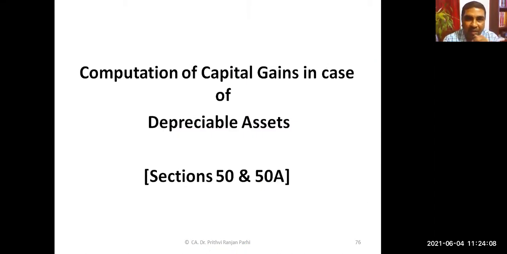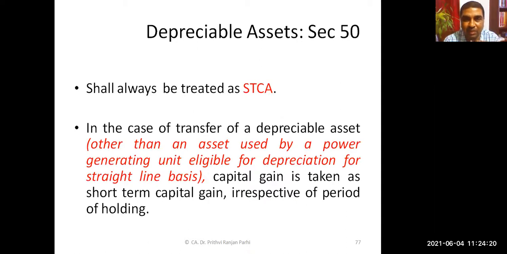Now, friends, next concept. This also we had discussed, that is computation of capital gain in case of depreciable asset. When we were learning about depreciation and tax planning, this was discussed extensively. And you already know, in case of depreciable asset, there will always be short-term capital gain. Depreciable assets are always short-term capital assets, so consequently there can be short-term capital gain or short-term capital loss. So in case of transfer of depreciable asset, capital gain is taken as short-term capital gain.